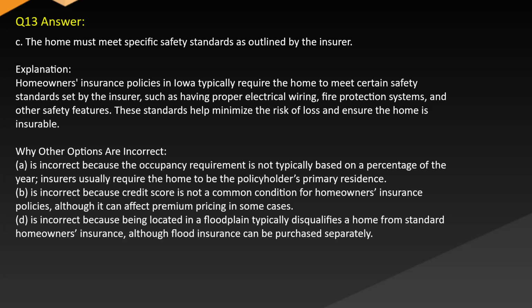While the other options are incorrect, A is incorrect because the occupancy requirement is not typically based on a percentage of the year. Insurers usually require the home to be the policyholder's primary residence. B is incorrect because credit score is not a common condition for homeowners insurance policies, although it can affect premium pricing in some cases. D is incorrect because being located in a floodplain typically disqualifies a home from standard homeowners insurance, although flood insurance can be purchased separately.